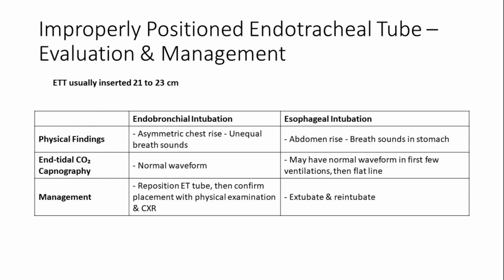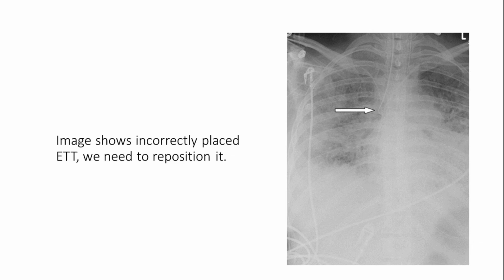The ETT is usually inserted to a depth of 21 to 23 centimeters. In endobronchial intubation, there is asymmetric chest rise, whereas in esophageal intubation, the abdomen rises instead. An incorrectly placed endotracheal tube in the right lung can be seen in the picture.